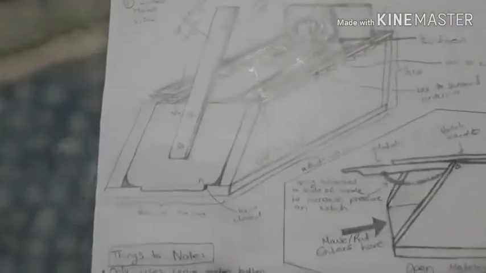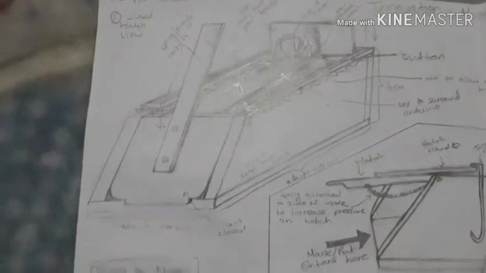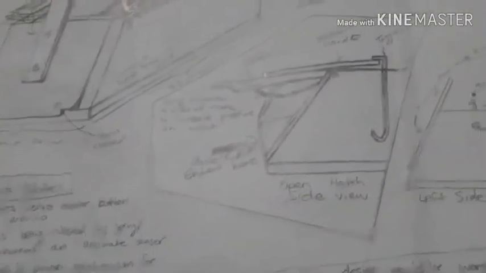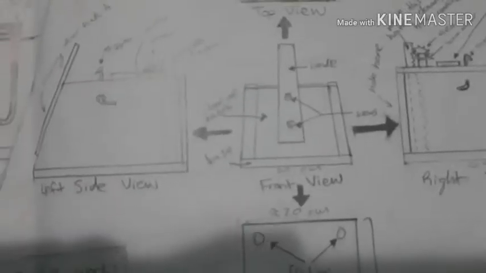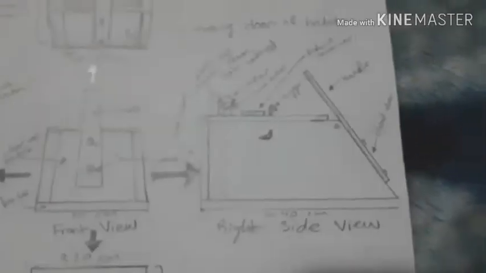So now I'll explain all the sketches I made for my innovation project. We'll start off with my first sketch. I'm going to show you all the views I made and then explain how they work. This is my isometric view. This is the diagonal view from the front. This is my top view. This is my front view. This is my bottom view. This is my left side view. And this is my right side view.